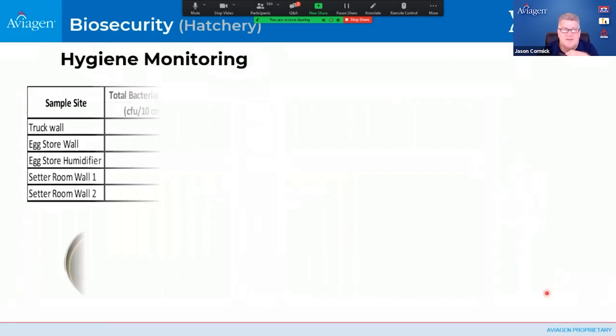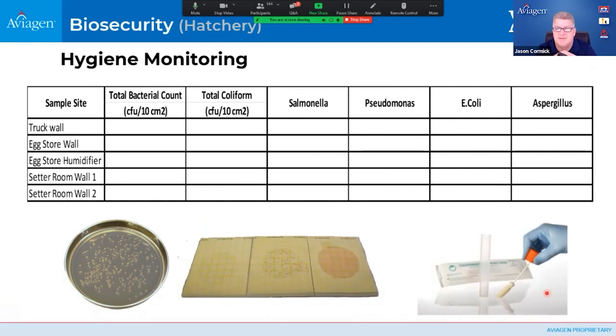Let's look a little bit at hygiene monitoring, just very quickly. What I would say when you do your hygiene monitoring, if your results are always fantastic, really go and check what you're doing. What I mean is that a hatchery is not going to be a sterile operation. So if you always see your results are perfect, that would set alarm bells ringing in my mind.